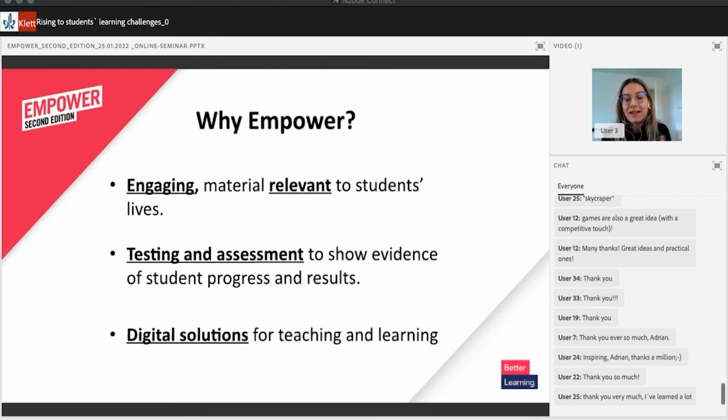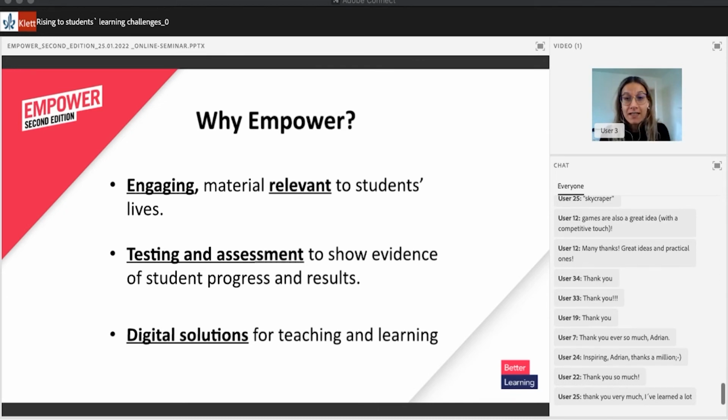There are different reasons why you would like to choose Empower. One is because the material is engaging, as Adrian has shown you and as you will see further, and the material is relevant. The content has been updated. There are new texts for reading and listening, so students can relate to them. The material is current.